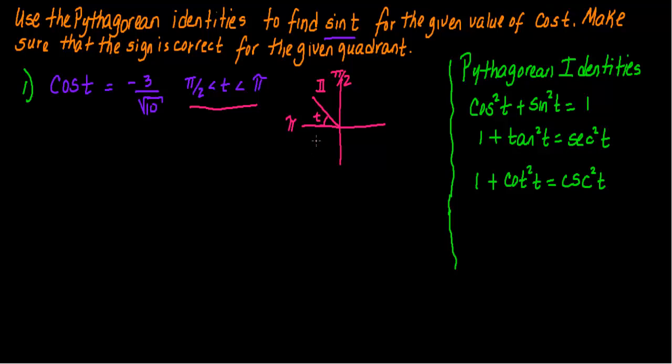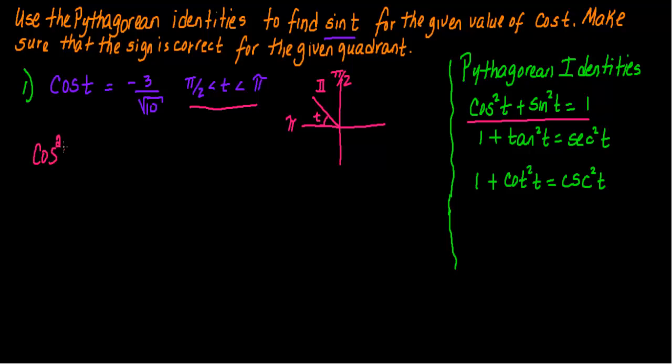Okay, so we're in quadrant 2. That means that my cosine is negative and my sine function will be positive. So when I find my sine function here, it'll have to be positive. Okay, so how do we find it? I have cosine. Out of these 3 identities, I can use this one to find sine. So let me write it here.